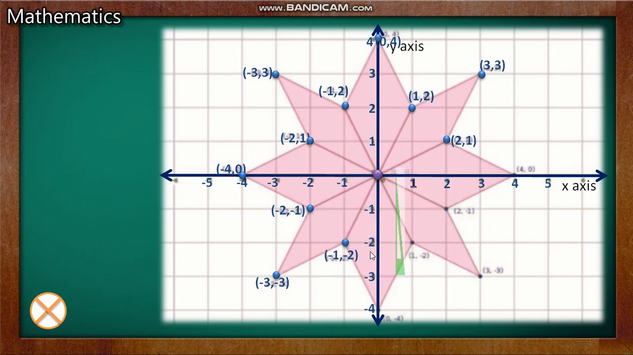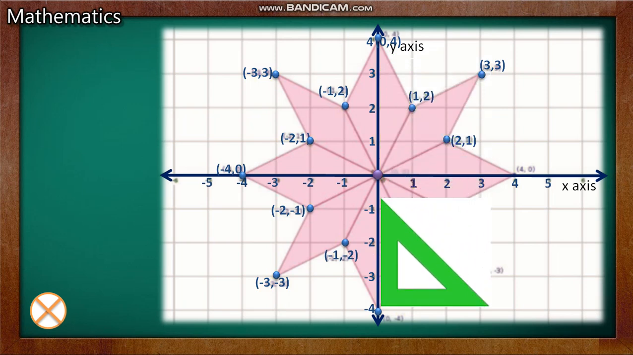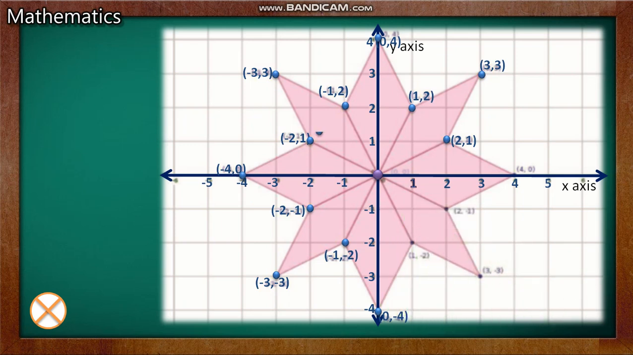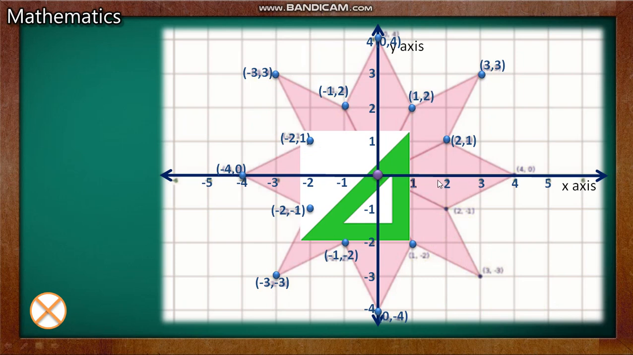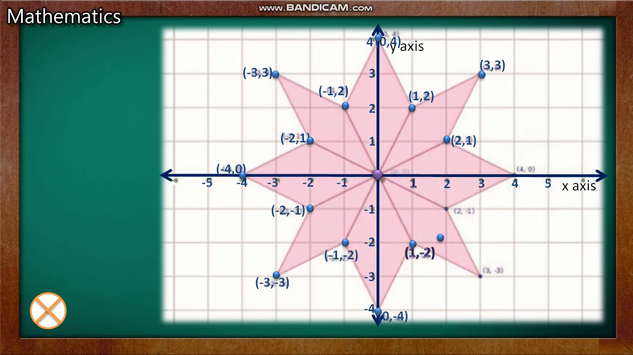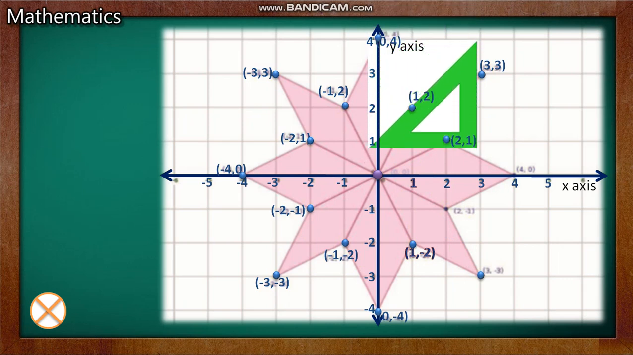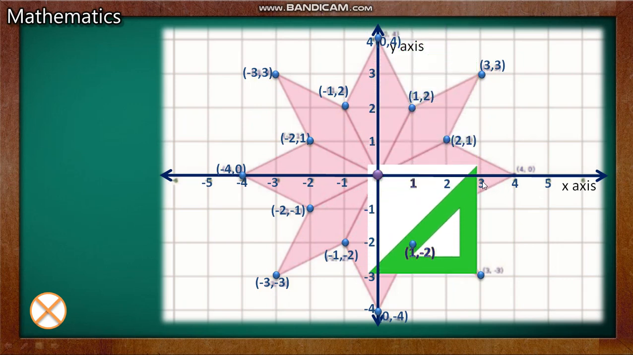Next, this one, I told you in the y-axis, it is the y-axis. In the y-axis, the x coordinate will be 0. So 0 -4. Next, this one, place your set square there. X coordinate is 1, y coordinate is -2. Now do the next. Okay, place your set square there. X coordinate is 3 and y coordinate is -3.